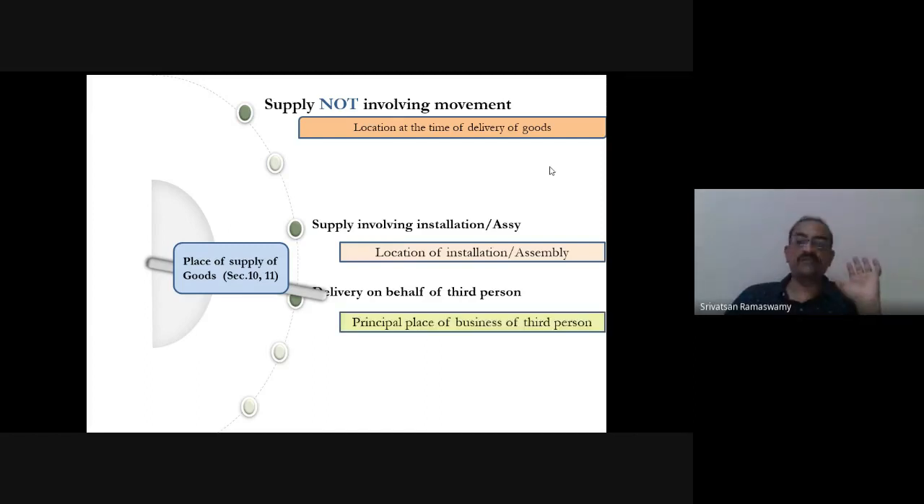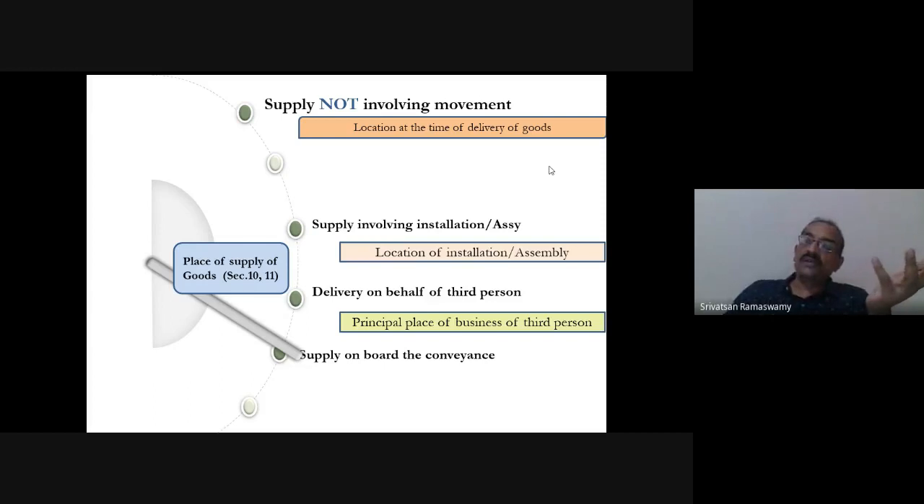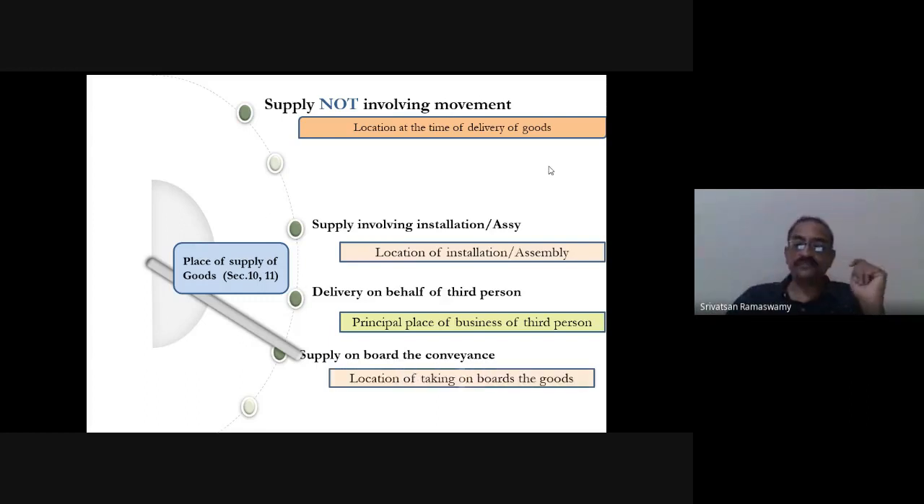I will explain that, don't worry. The principal place of business of the third person. And supply on board a conveyance. You are traveling in an aircraft and you are provided with a service. So you will be crossing many states. From Chennai, you are going to Delhi and you are provided with a service on board. You may be provided with service when you are crossing Nagpur, whether it is an interstate transaction or intrastate transaction, nobody knows. So there are provisions for that. I will be explaining that also.